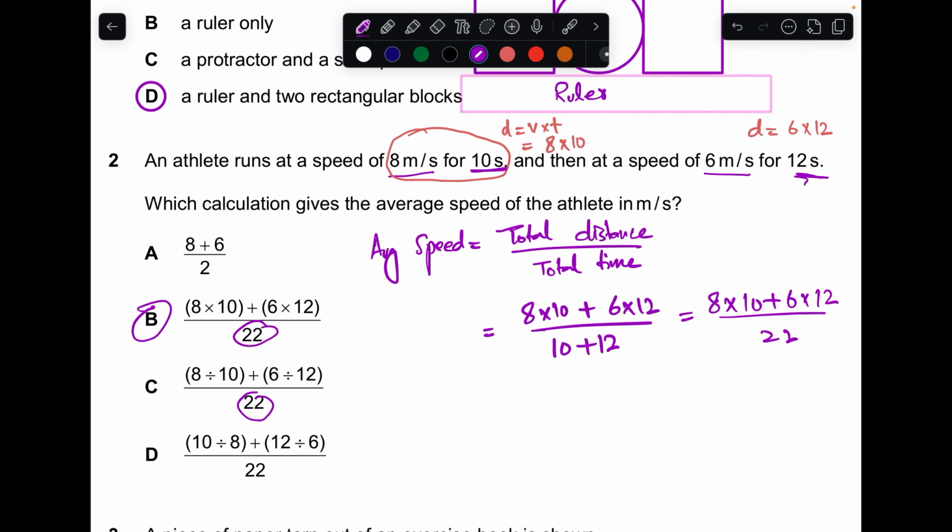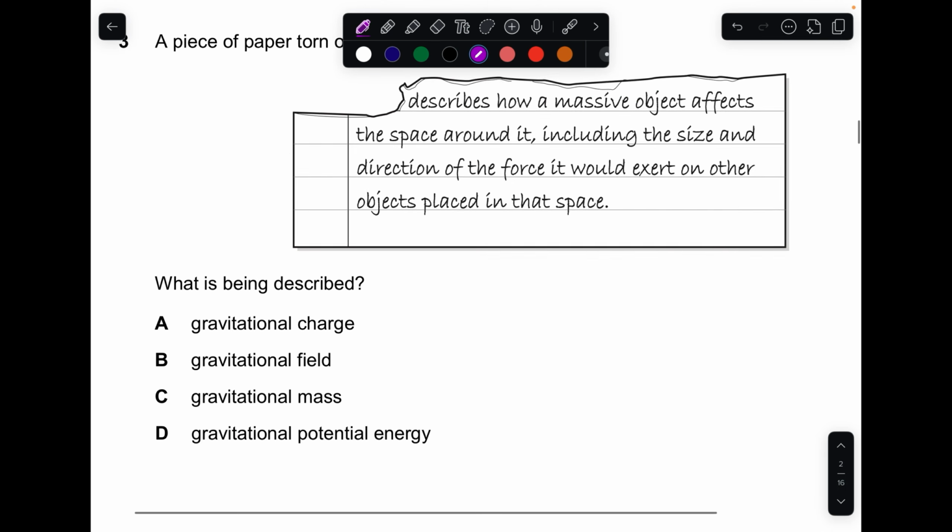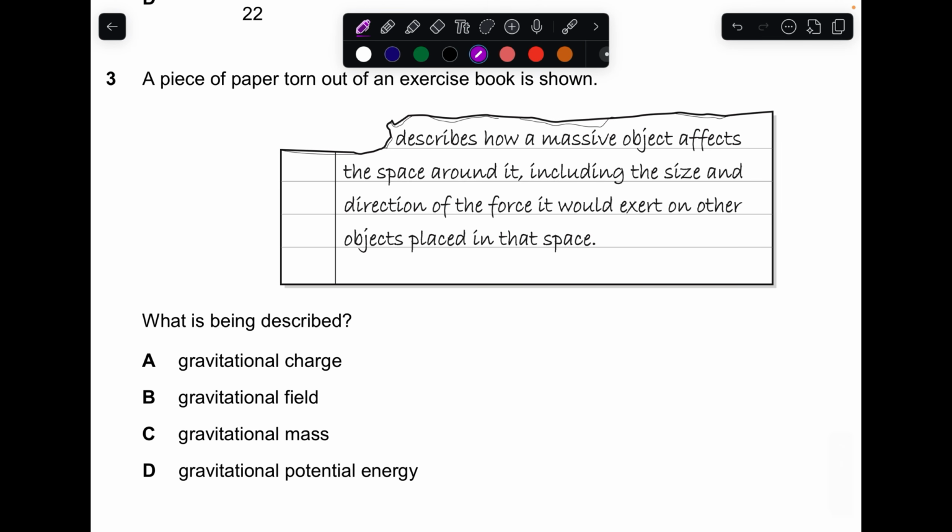Okay, let's move forward to the third question. A piece of paper torn out of an exercise book is shown. What is being described? It describes how a massive object affects the space around it, including the size and direction of the force it would exert on another object placed in that space. So it is not gravitational charge, it is gravitational field. Basically, gravitational field defines the weight of the object, and weight is basically the pull of the other object or the planet on the object, right? So it's the gravitational field that is explained in this page.